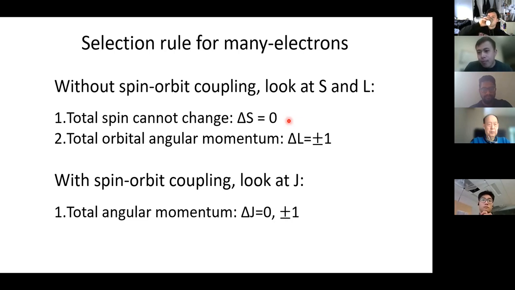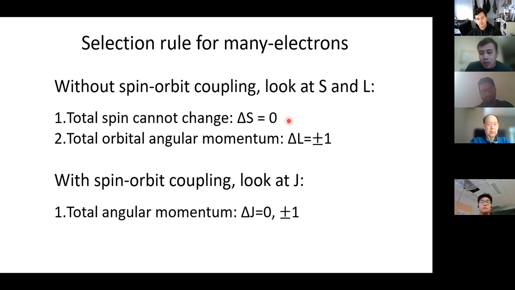Then it should be big S to big P. It should be big P to big D, right? So that's the case without considering the spin orbital coupling. But once we consider the spin orbital coupling, we should look at the J. We should look at the last place in this term symbol.